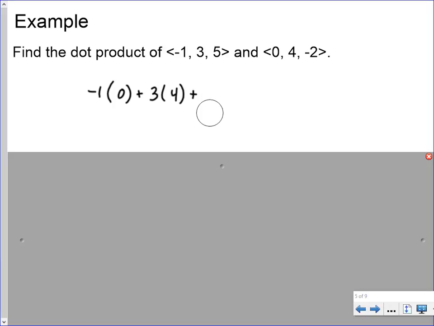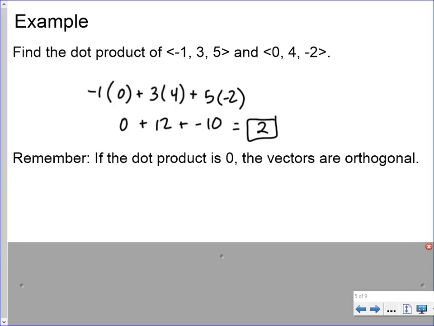I'm, of course, again, going to show my work because these are my notes, so I always think that's a good idea. So if you're ever looking back, you remember how you got it. 0 plus 12 plus negative 10, so our dot product is 2. Excellent. Just as a reminder, and you can jot this down in your notebook if you like, if the dot product were to equal 0, it would also tell us that our vectors are orthogonal.